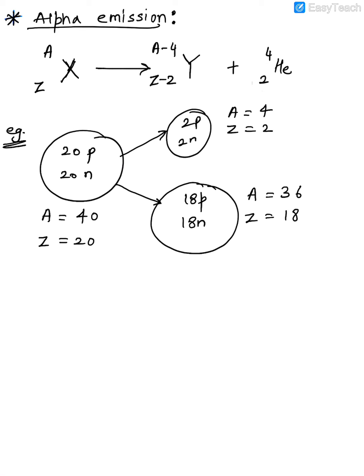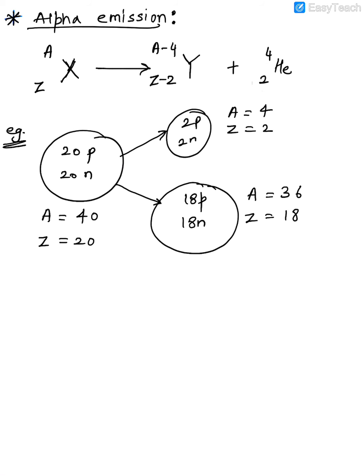Now you check the atomic mass is what? 4 plus 36. How much is 4 plus 36? 40. So look at this total, it will be 40. Again add up atomic number 18 and 2. What is 18 plus 2? 20. So you get atomic number 20. Okay. So this is all about an alpha particle.